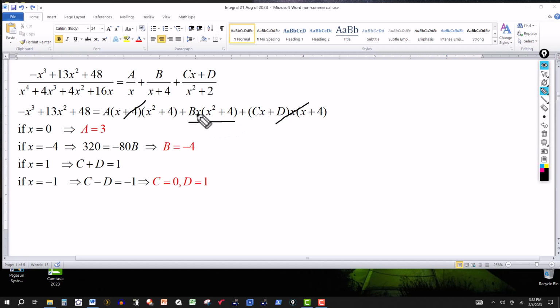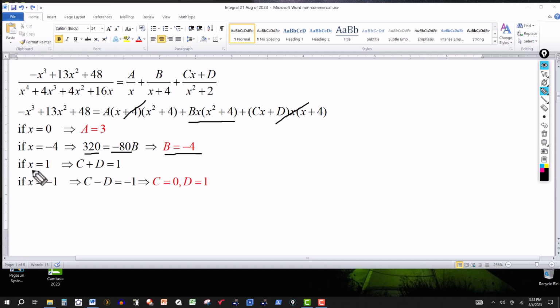So put a negative 4 where the x is here. So this is going to be negative 4 squared is 16, and 4 is 20. And then we got x again, negative 4. That's a negative 80b right here. Divide negative 80 into the right and left side of this equation, 320 equal to negative 80b, and I get b equal to negative 4.